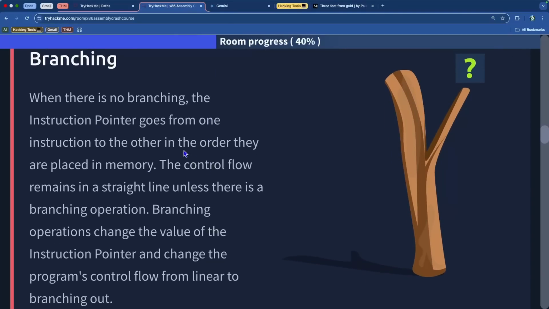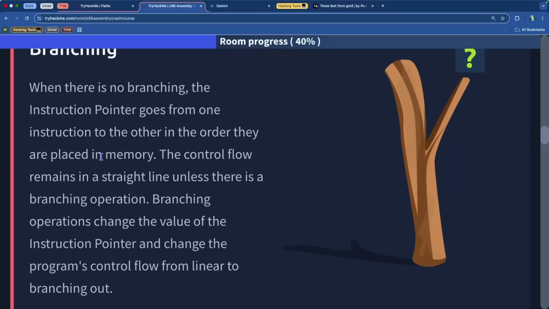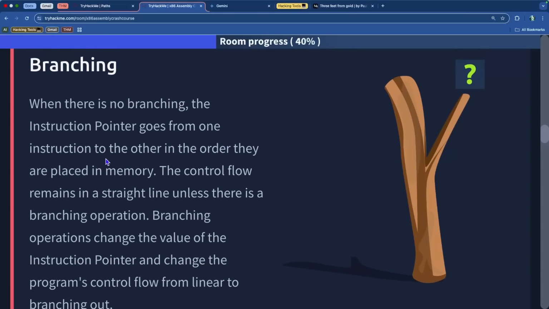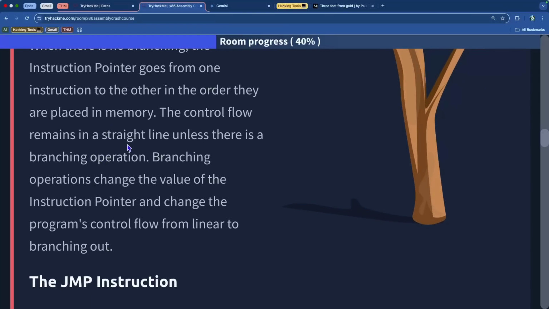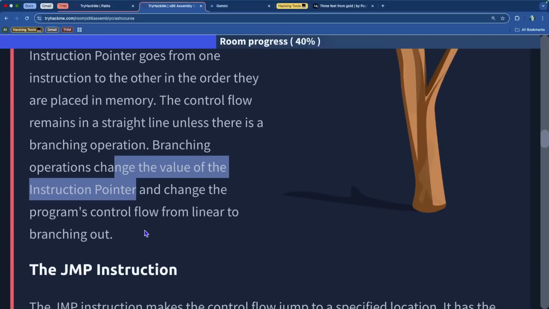Branching. So when there's no branching, the instruction pointer goes from one instruction to the other in the order that they are placed in memory. So it'll go from one place to another based on the order that they actually came in chronologically, we can say. The control flow remains in a straight line unless there is a branching operation. Branching operations change the value of the instruction pointer and change the program's control flow from linear to branching out.